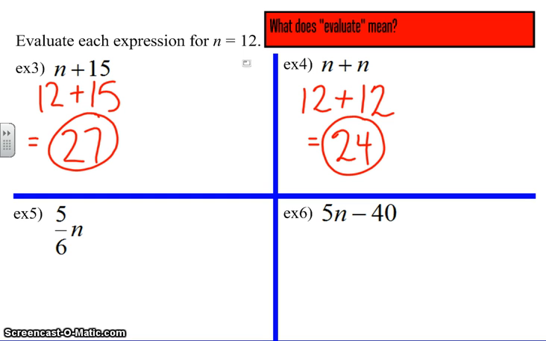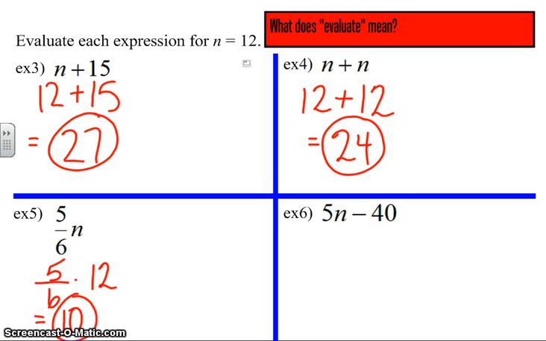5/6 times n. This goes back to our police officer example. 5/6 times our variable n, which is 12. 5/6 times 12 is equal to 10.